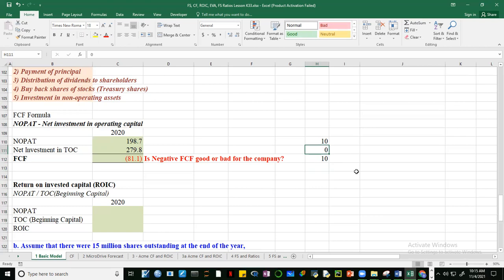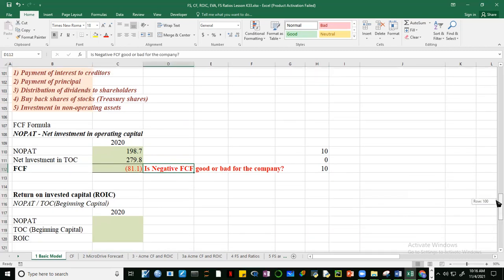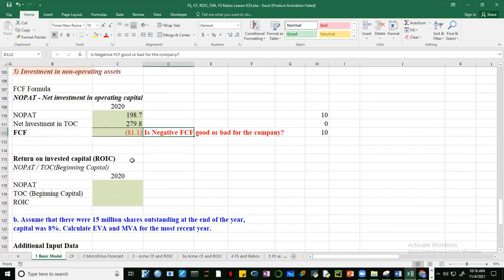However, take note that the company did not even increase its capacity to support its future sales. There was no increase in investment in operating capital. So that's a great concern, guys. In this case, even if the free cash flow is positive, that does not necessarily mean that it's okay for the company. Okay, so I hope this is very clear, guys.